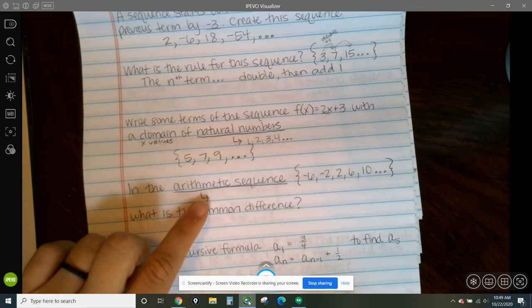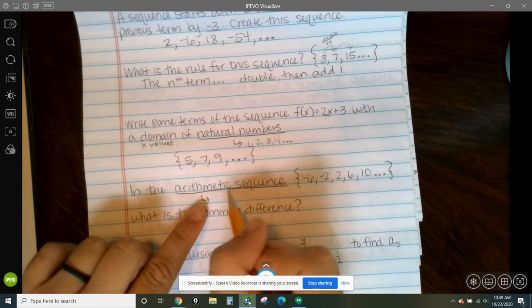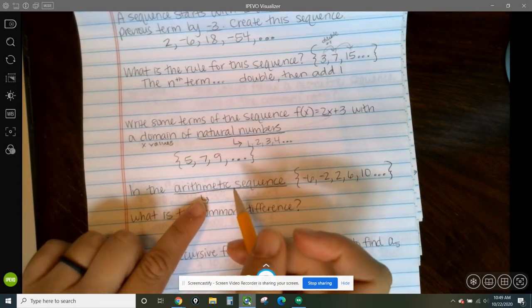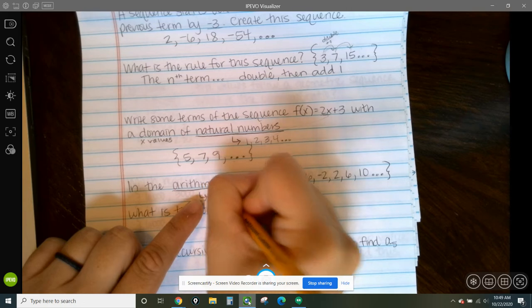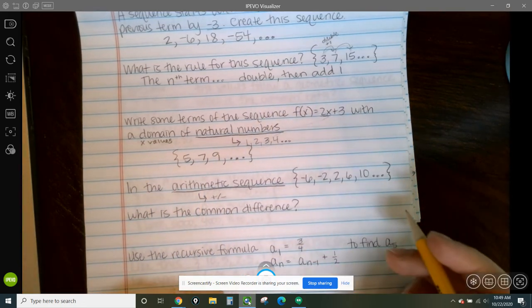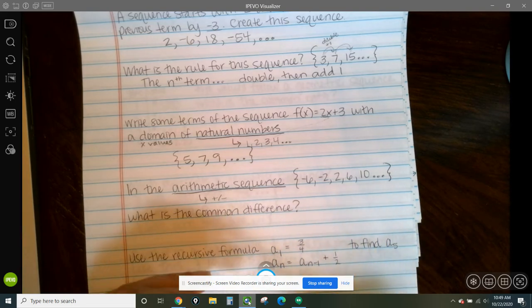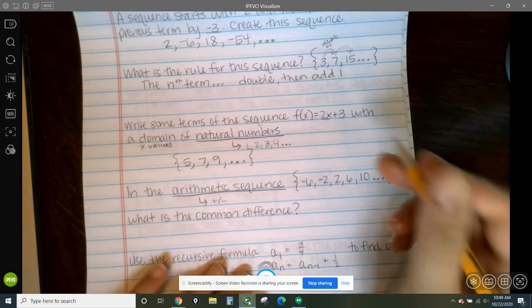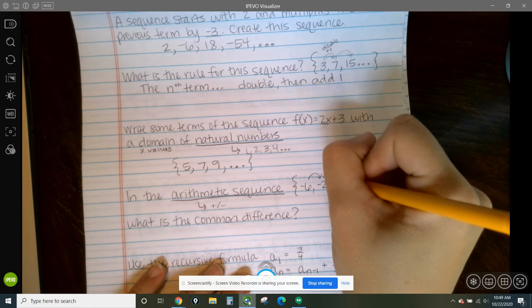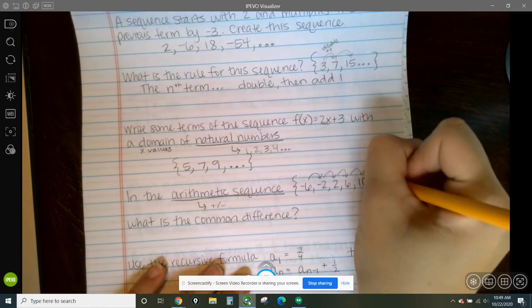Next, this looks like an arithmetic sequence. Arithmetic means we're adding or subtracting the same number every single time. So in the arithmetic sequence here, what is the common difference? What is happening between each number? We know we're just adding or subtracting something. We're not multiplying or dividing by anything.